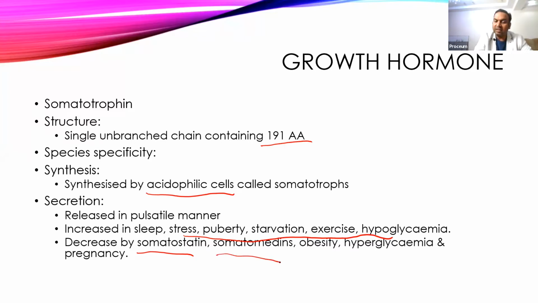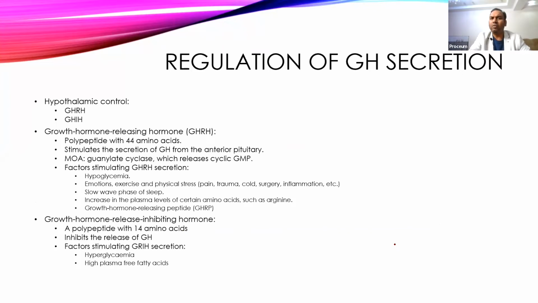The somatomedin is another chemical. Then obesity, hypoglycemia, and pregnancy will decrease the concentration of growth hormone. Now, how is the growth hormone regulated in our body?